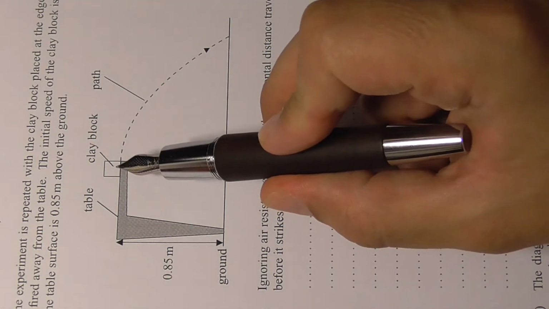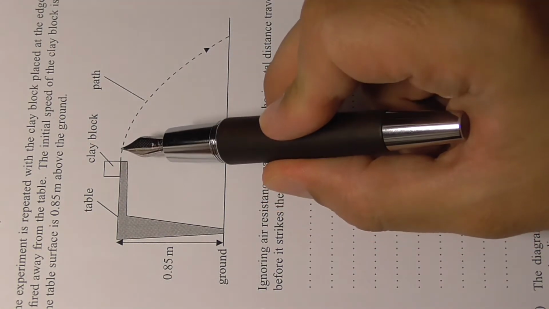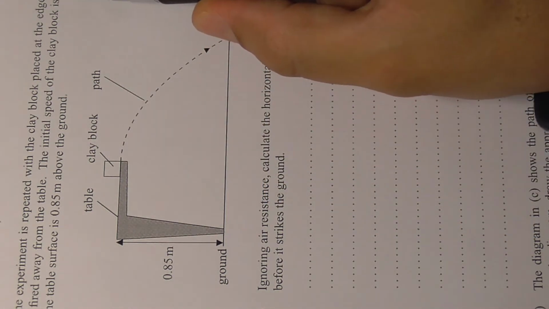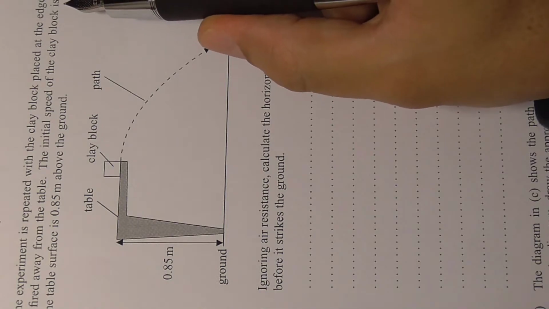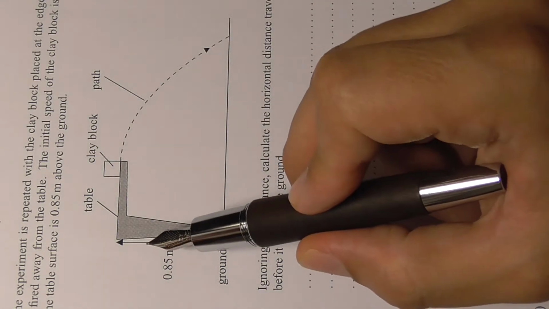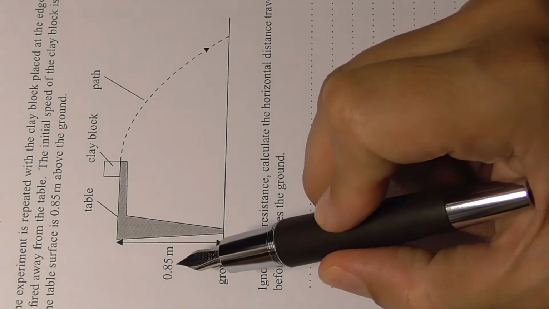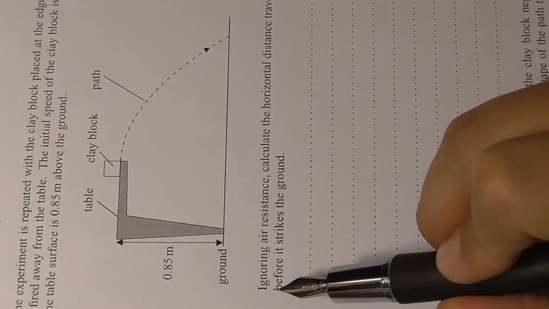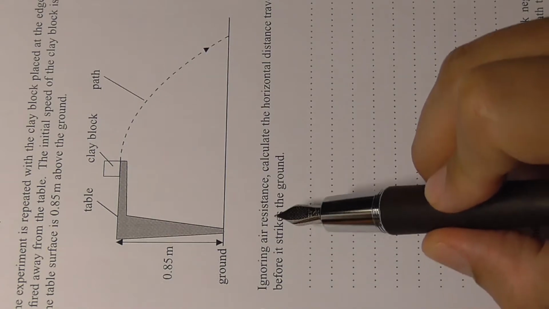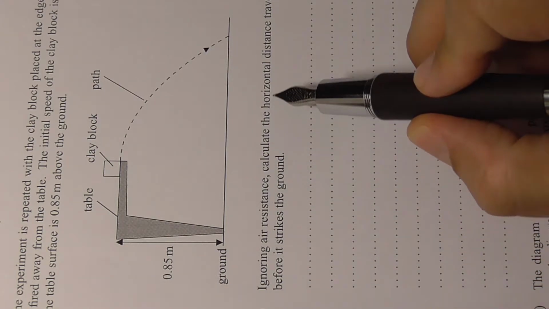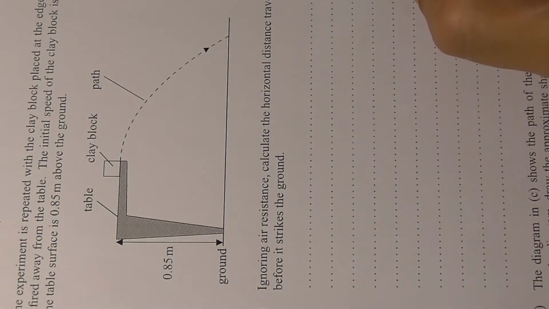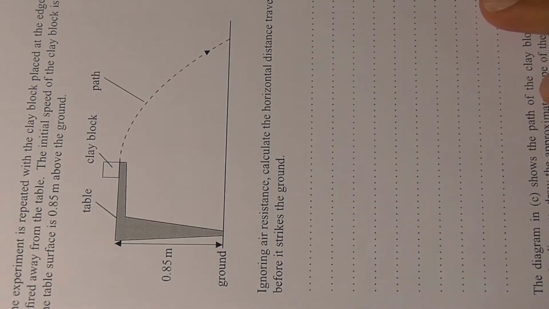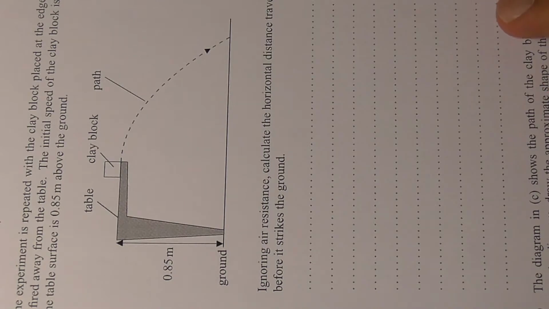Clay block, that's my mass. It's launched horizontally with a speed of 4.3 meters per second. The height of the table is 0.85 meters. The first question is, ignoring air resistance, calculate the horizontal distance traveled by the clay block before it strikes the ground. Okay, and this is worth 4 marks.